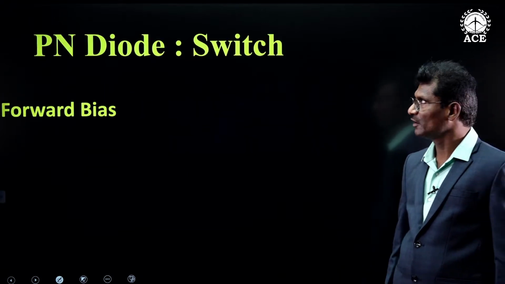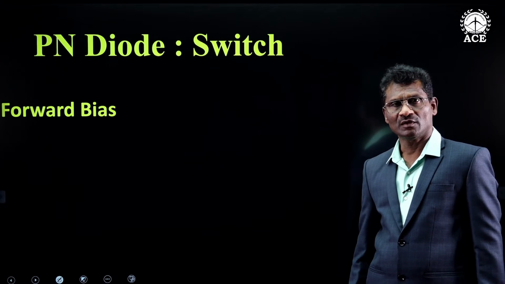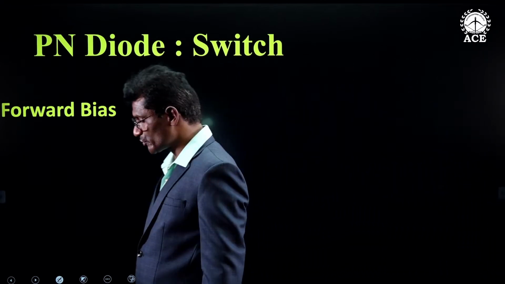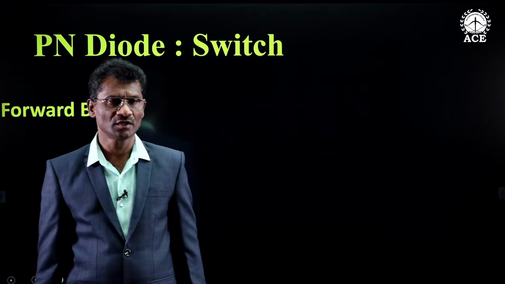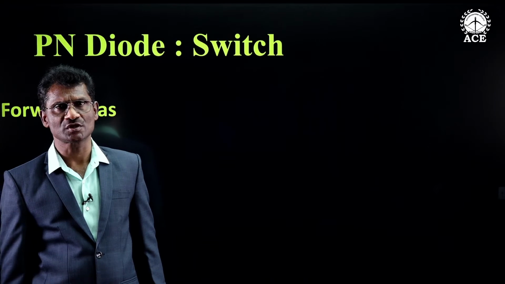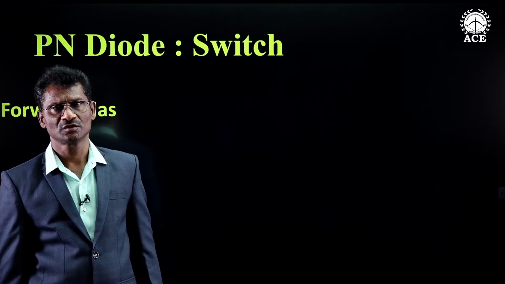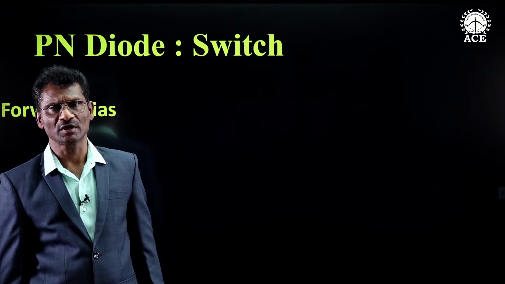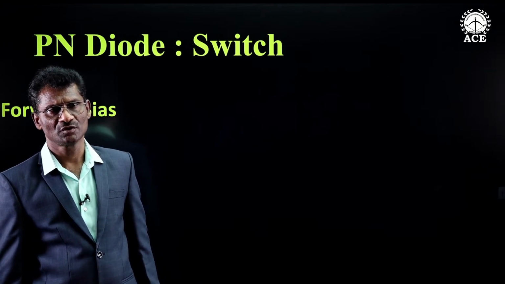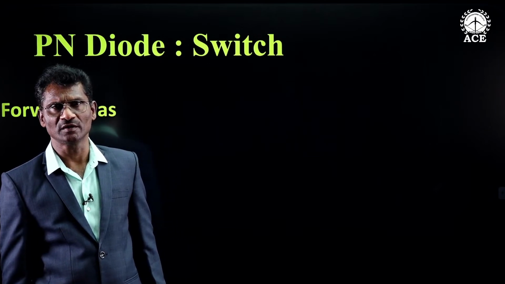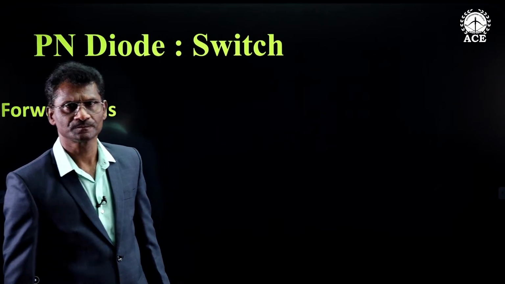And before that, let me see one of the major applications of a PN diode, that is switch. As we know that in forward bias, a PN diode can be used like an on switch, whereas in reverse bias, a PN diode can be used like an off switch. We'll just comment on this and then go on to a numerical and then close the session.